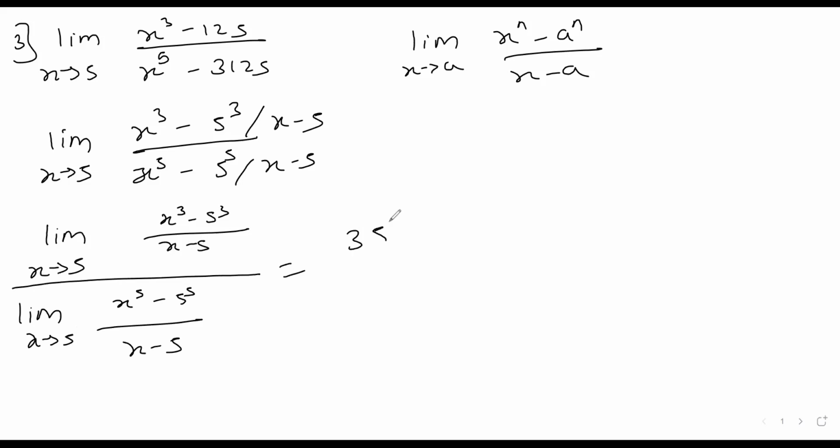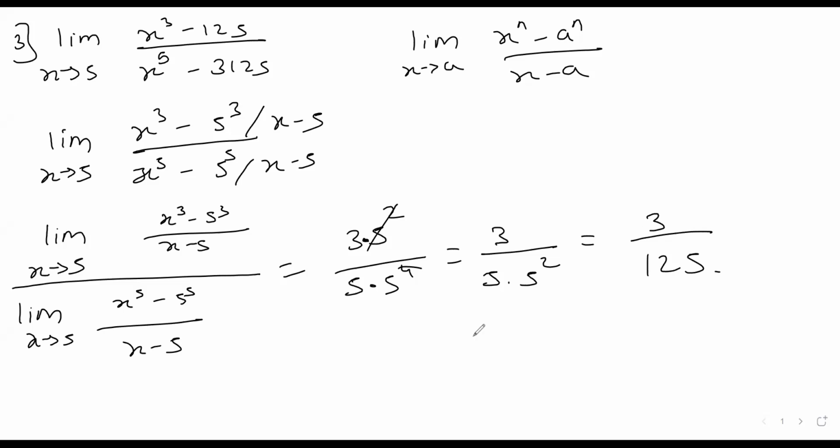So this is 3 into 5 raised to 2, and this is 5, 5 raised to 4. 5 raised to 2 and 5 raised to 4 will get cancelled. This is 3 upon 5 into 5 square. This is 3 upon 125. This is your answer. For x tends to a, only this one formula is used there.